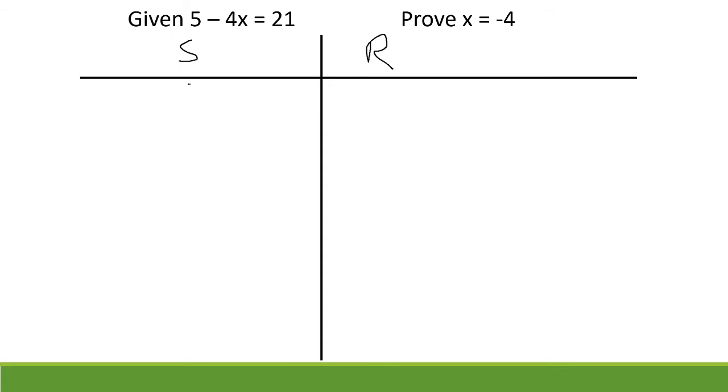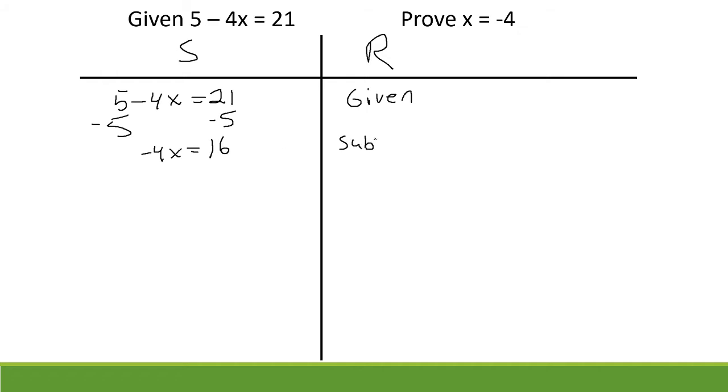Statements, reasons. We're going to start with our statement, 5 minus 4x equals 21, and our reason is given. And then in this case here, I would subtract 5 from both sides. I get negative 4x is equal to, let's see here, that would be 16. And the reason for that is, again, subtraction POE. And then I would divide by negative 4, and I get x is equal to negative 4 by, again, division POE. So actually the same steps as the last one there. I should have probably switched that up a little bit, but that would be my proof there.